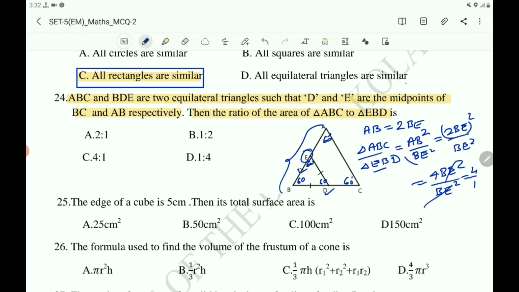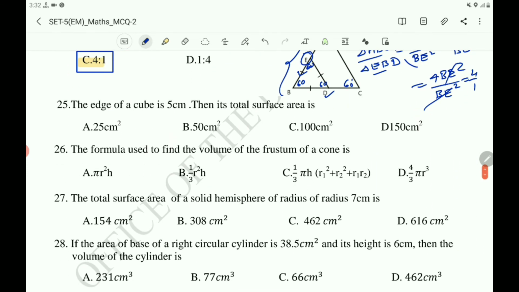So what is the ratio here? The ratio is 4:1. So option C is the answer. Note down the answer, option C. Then you take the next question.